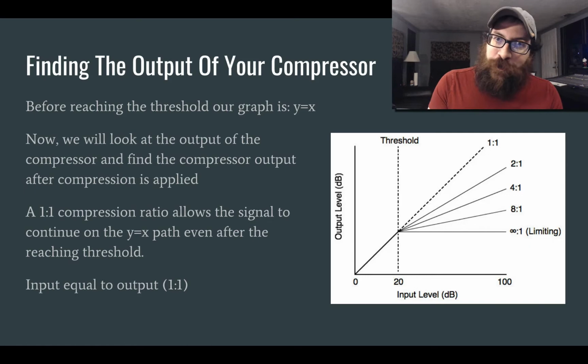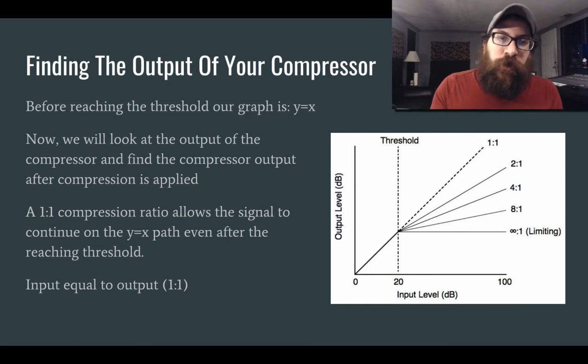Finding the output of your compressor, we're going to use graphs just as well. Before reaching the threshold, our graph is the first graph we looked at, that y equals x graph. So whatever the input is, the output is. There's no compression being done. Input to output will have no effect at all.